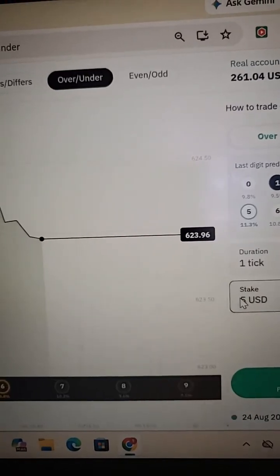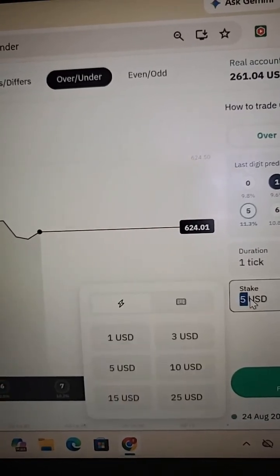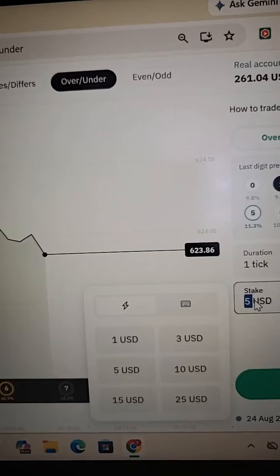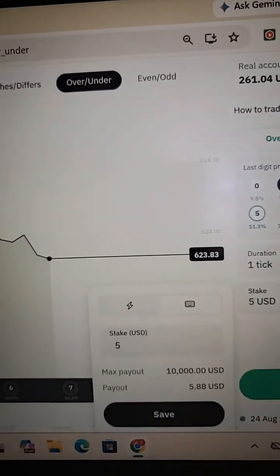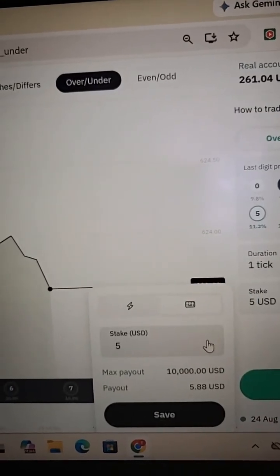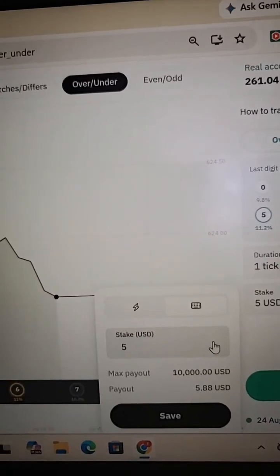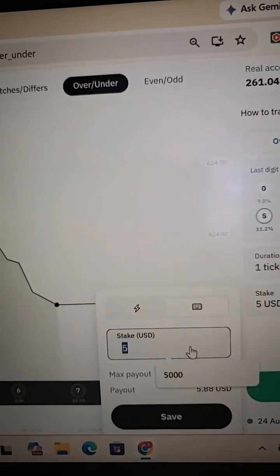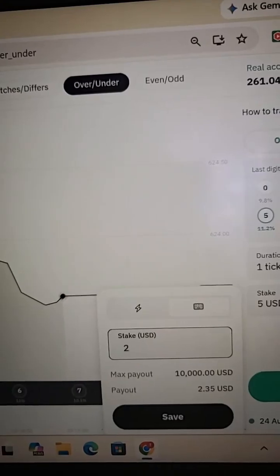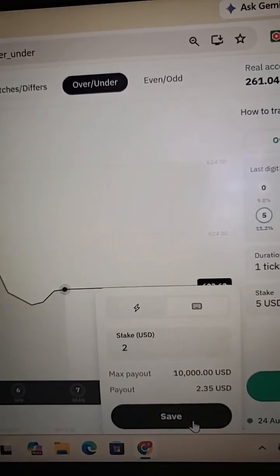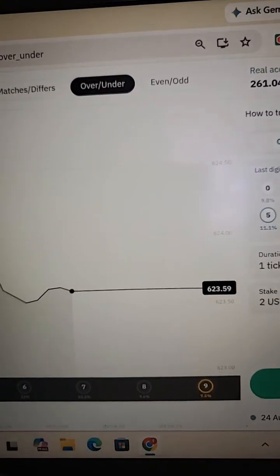So there, 2 USD, press there, then click on this custom on the opposite side where we have a keyboard there. Good. Then press 2 USD on the stake. So put the cursor on there, then press 2, then save before you do anything. Save, and then everything is fine.